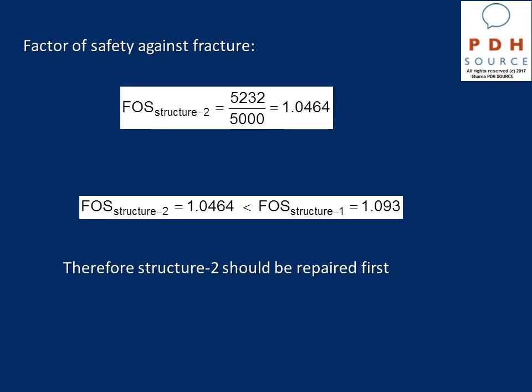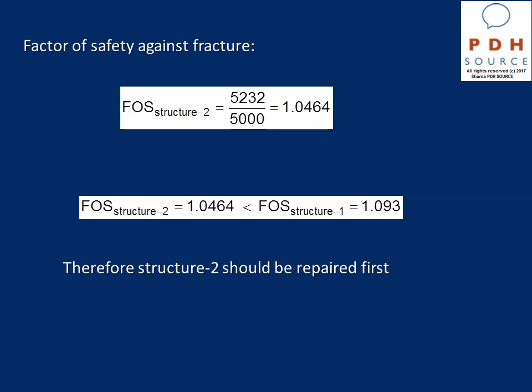Therefore, the factor of safety against fracture for structure number 2 is going to be equal to this value that I obtained finally, which is 5,232 divided by the internal pressure that this structure is taking right now. So we have a factor of safety of 1.0464.